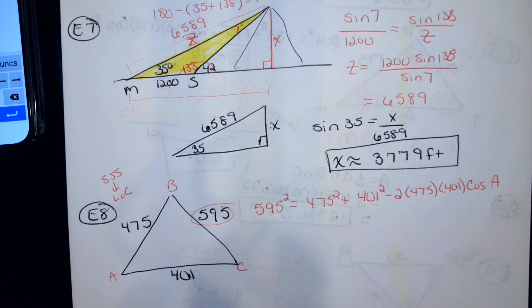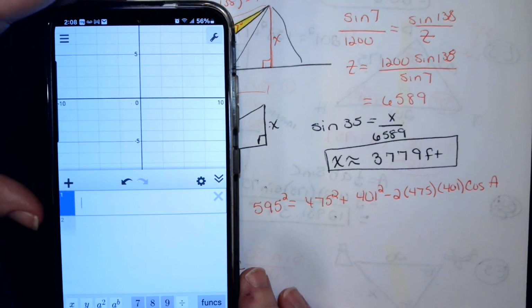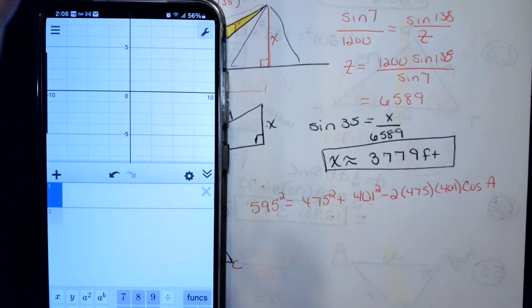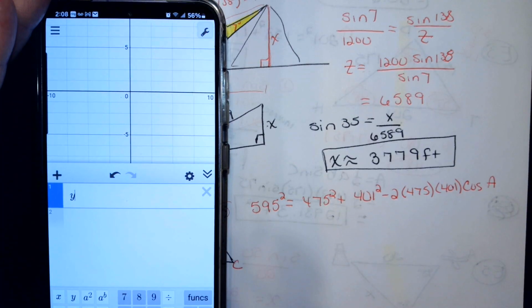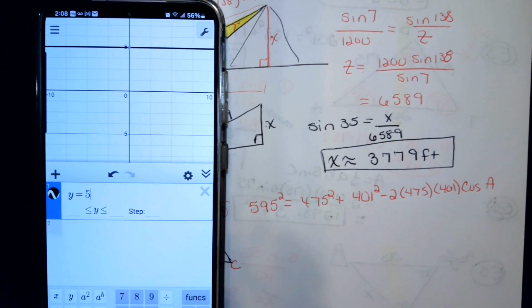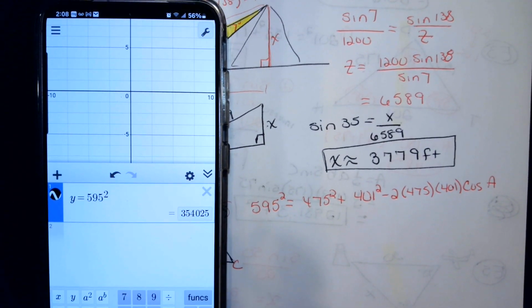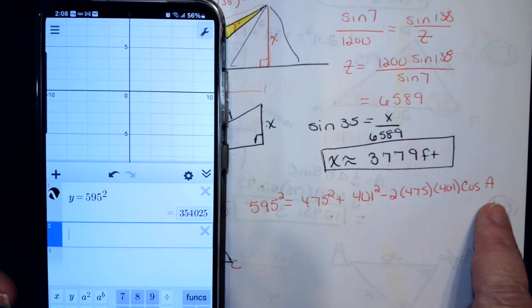Since this is going to be a really big number, I'm going to remind you again how to manipulate the screen so you can find your answer easily. The left side does not have a variable, so we're going to say y equals 595 squared. Notice it says 354,000, so that's pretty big. For the right side, we're going to put it in exactly like it looks.